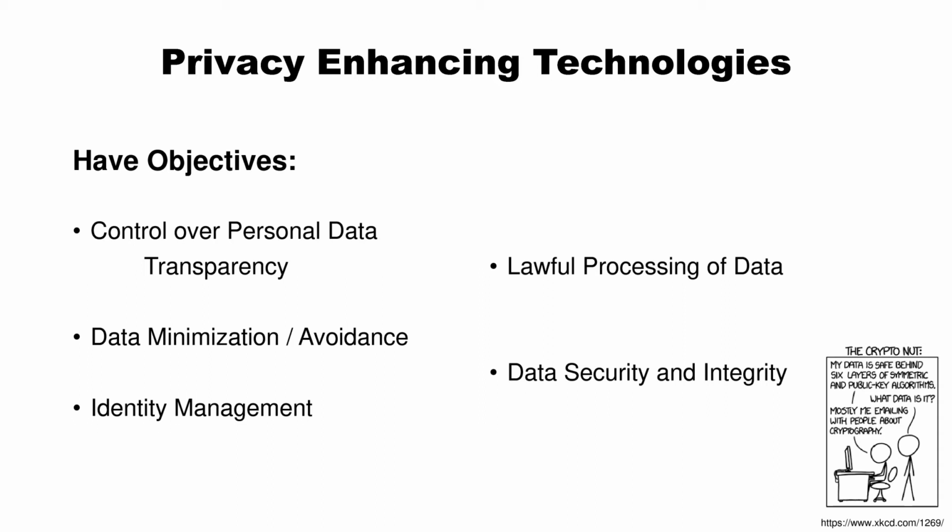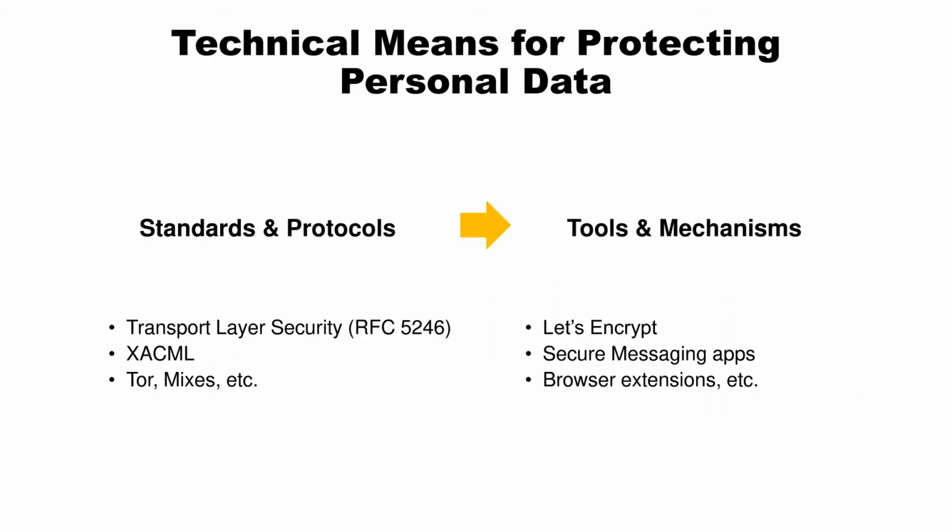What do privacy-enhancing technologies actually do? They basically offer technical means for protecting your data. This is done by offering standards, protocols, tools and mechanisms that can perform that. For instance, for standards and protocols, we have TLS, the standard protocol that's used a lot and is defined in IETF RFC 5246. Other standards like XACML are used for access control, and protocols such as Tor and Mixes are used for anonymous communications. We're going to see those later on in this module.